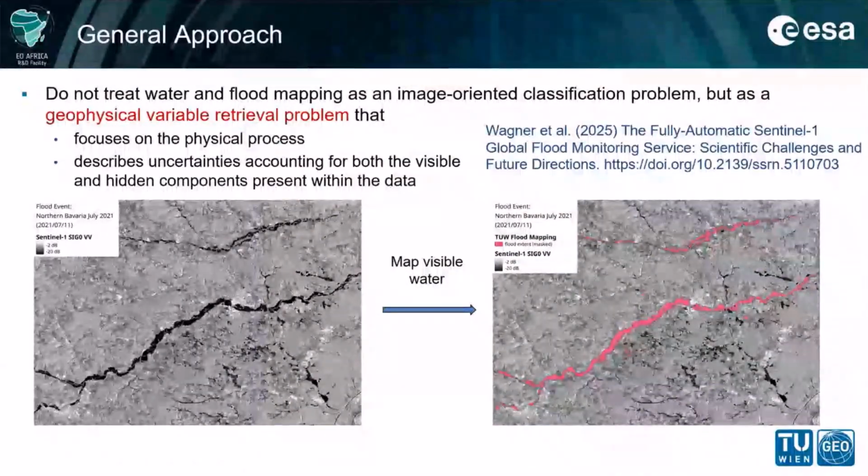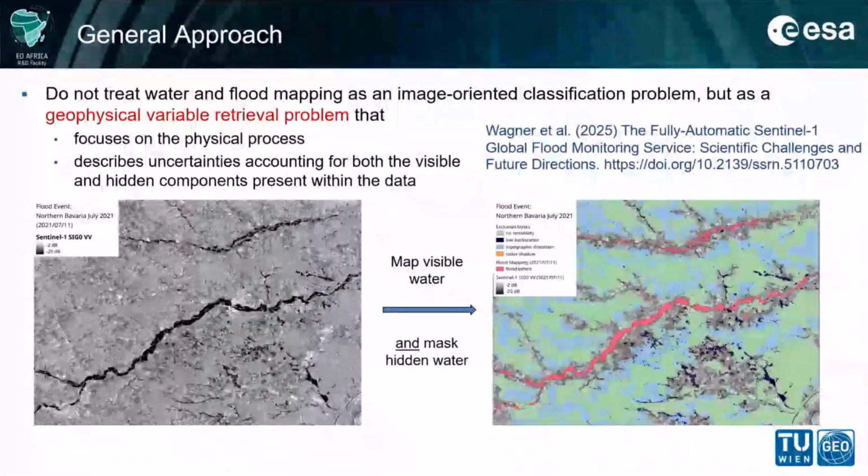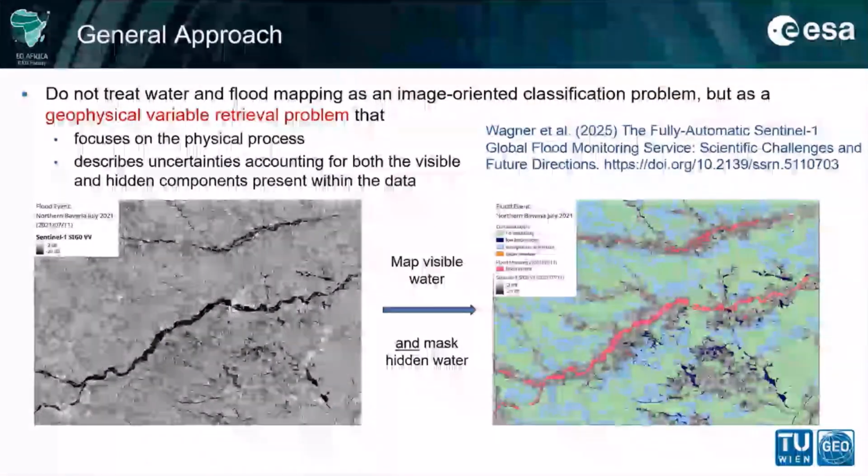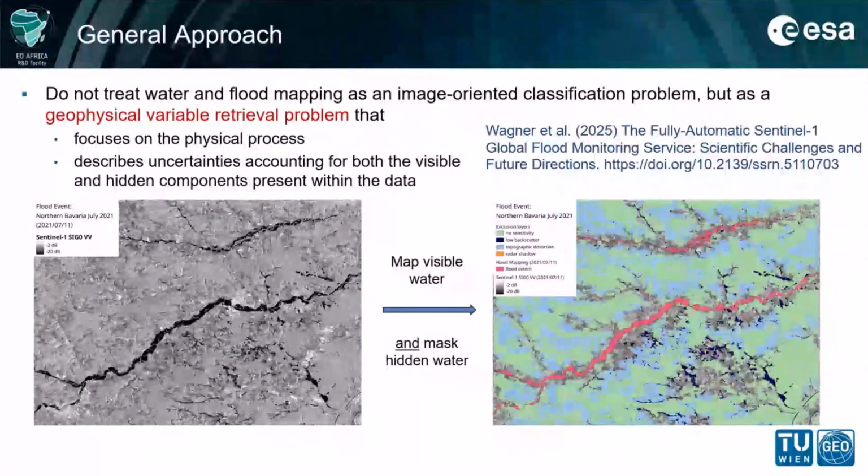So what do I mean by this? On the left, you see a SAR image from Sentinel-1 showing a flood scenario from the flooding in Germany in 2021. If we just wanted to map flooding extent, that would be the right image. But as we do in the GFM service, I think it's important not just to map the surface water, but also to tell the users what are the areas where we can't do flood mapping. So we put all the masks on top of the image as well.